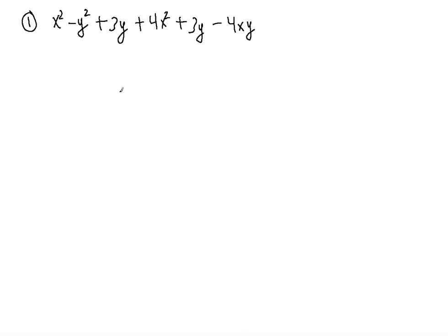In this video we're going to talk about adding and subtracting polynomials, and we're going to find like terms to do so. Suppose that I give you as the first example x squared minus y squared plus 3y minus 4x squared plus 3y minus 4xy. How would you combine like terms here? So let's find like terms.